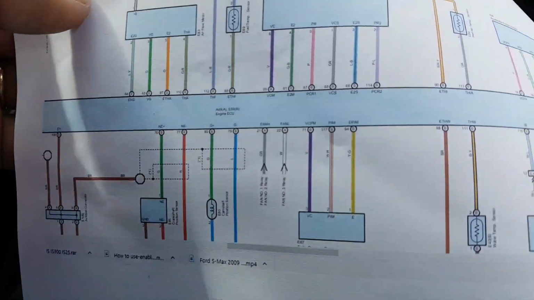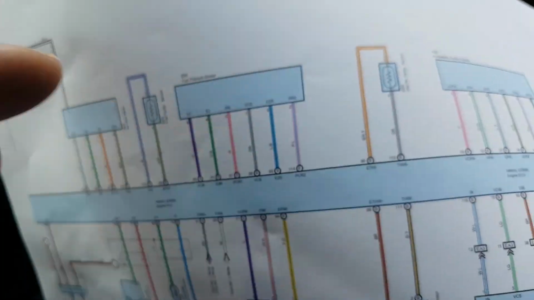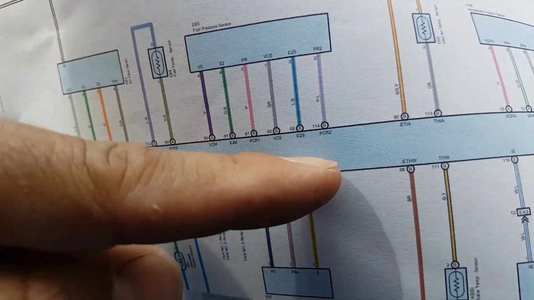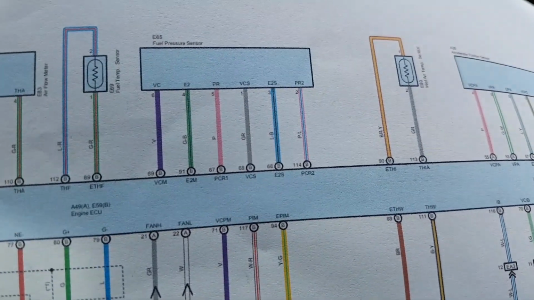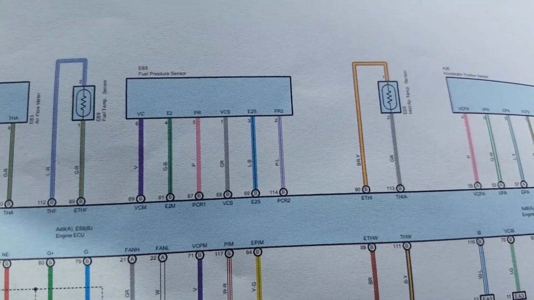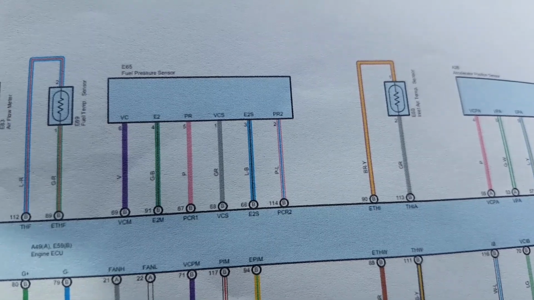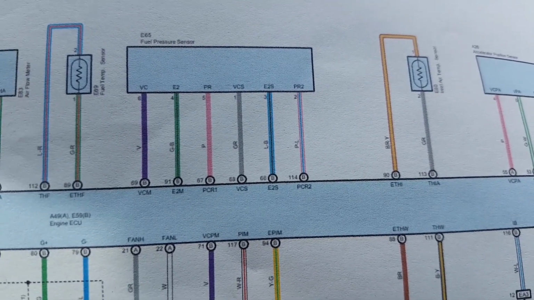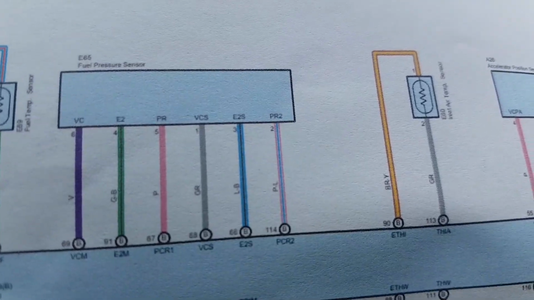Okay, so I've measured every single wire from my sensor to my ECU. Every single wire is good. They are all below like 0.5 ohms. They are all measuring like 0.1, 0.2. So everything is good in there.